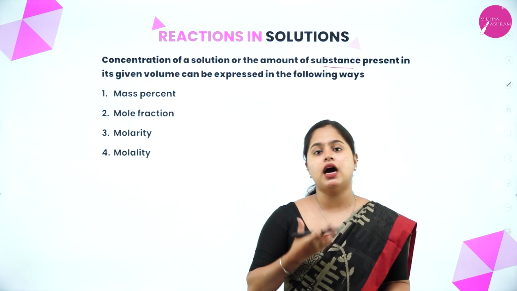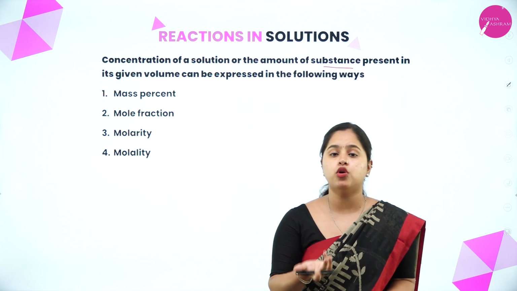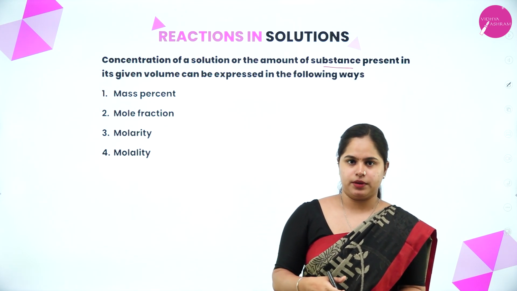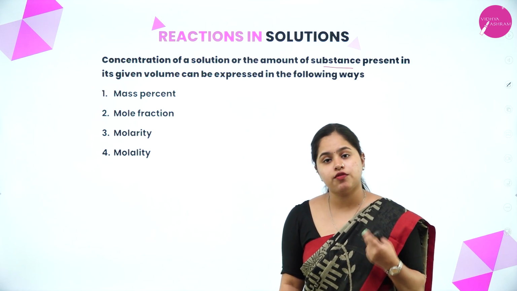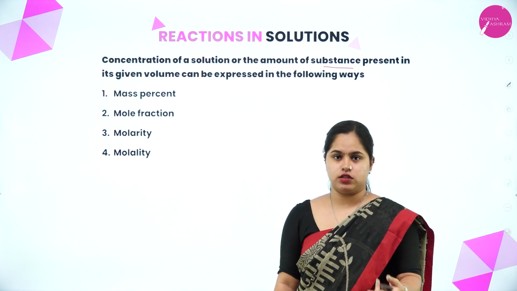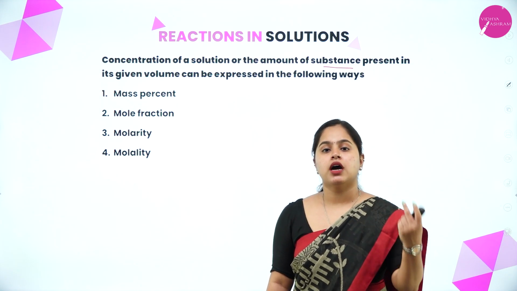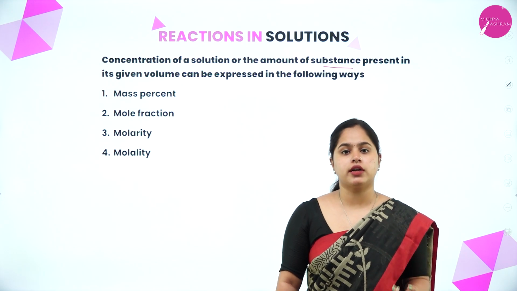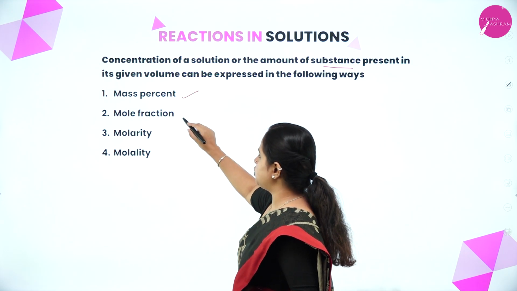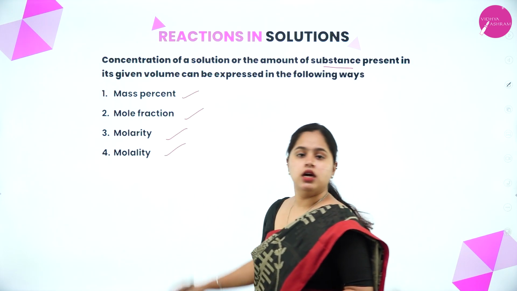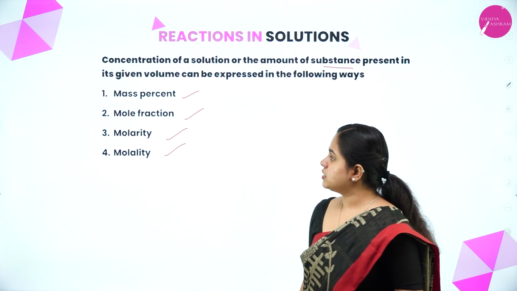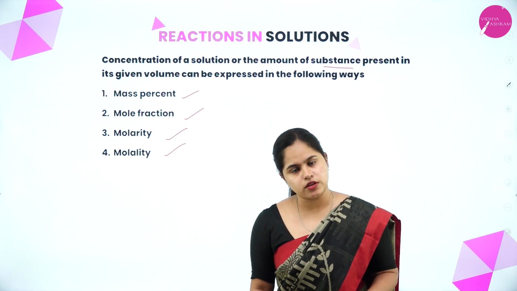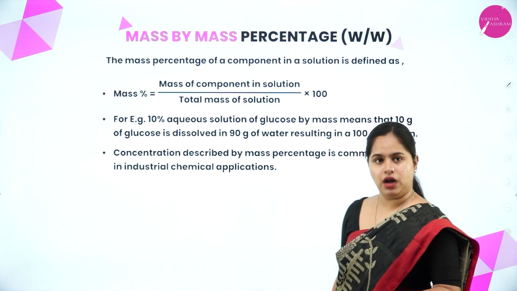So it's basically the amount of substance, that is the amount of solute present in a given volume of your solvent. Right. So there are different ways in which you can express this concentration, or you can calculate your concentration. So we will be studying 4 terms here: mass percentage, mole fraction, molarity and molality. These are the 4 ways in which you can calculate the concentration of your solution. So let's begin with the first one, that is mass percentage.